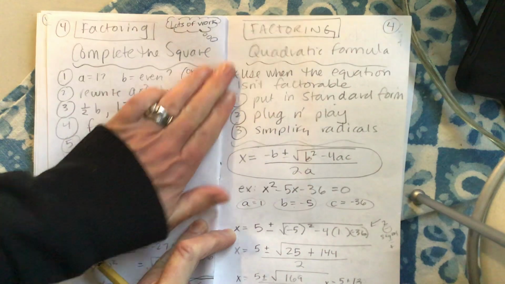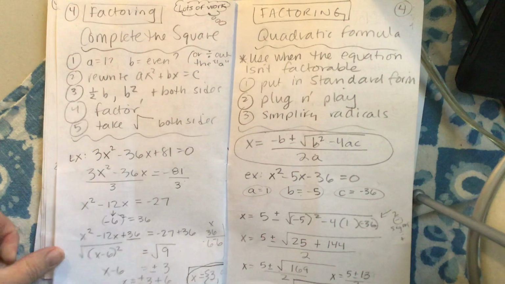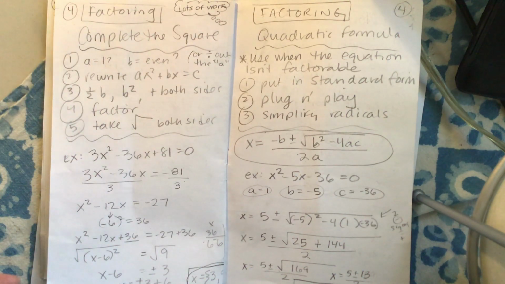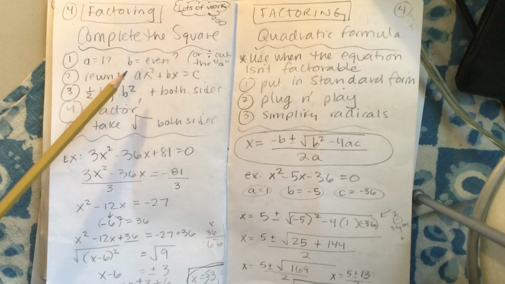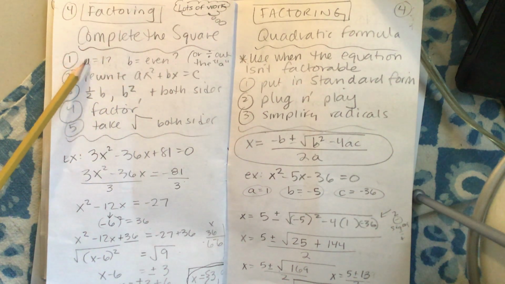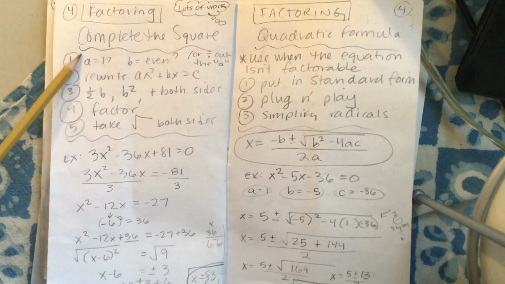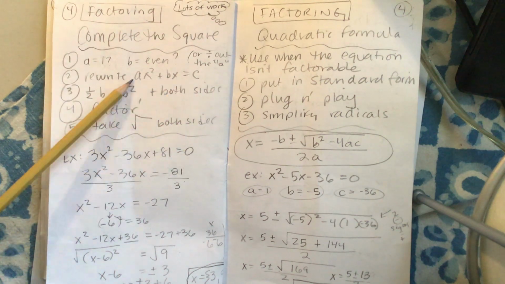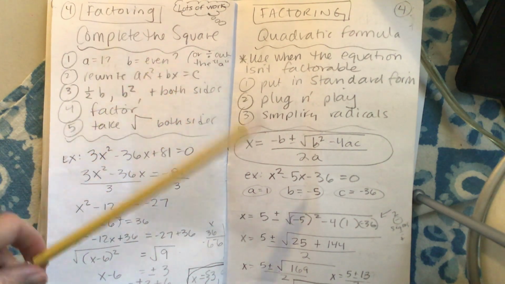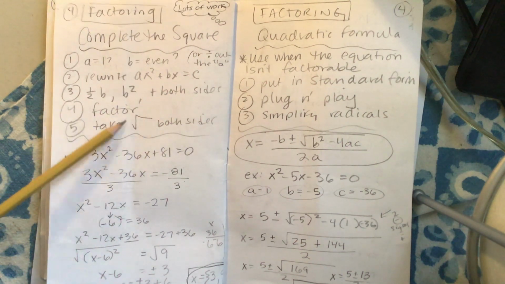Complete the square. I don't love doing complete the square, but I think it's very clever. Things to look for is if B is even, that's a good sign, okay? Sometimes if you have A is 1, it saves time, but you can still use this if A is greater than 1, but you just have to divide out the A because your goal is to get A, the coefficient of the x squared term, to be 1. And then rewrite it in that form with the C on the side, the constant on the right. Take half of B, square it, and add it to both sides. Factor, take the square root of both sides.